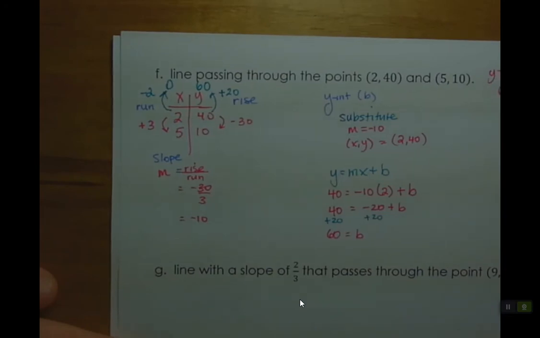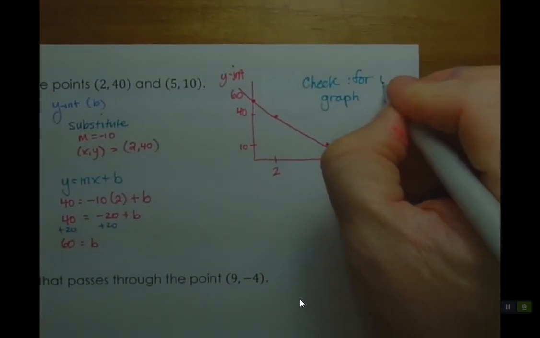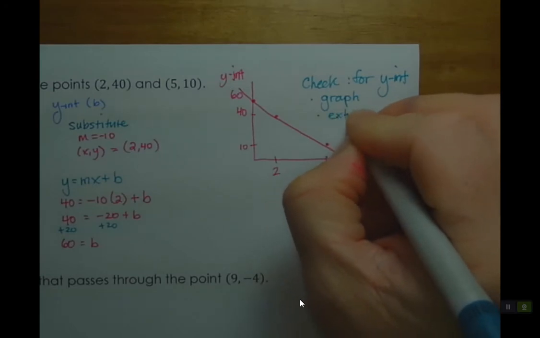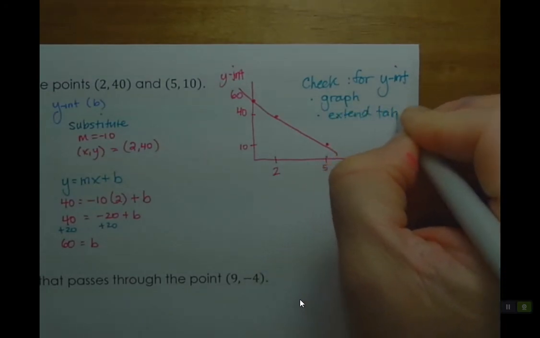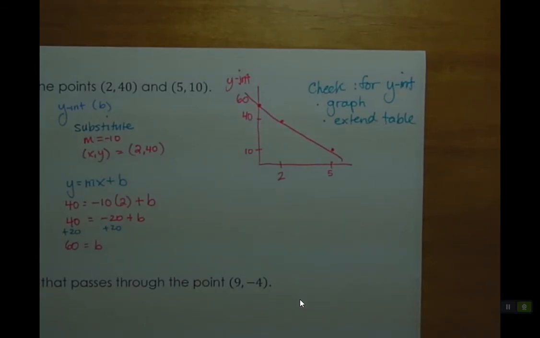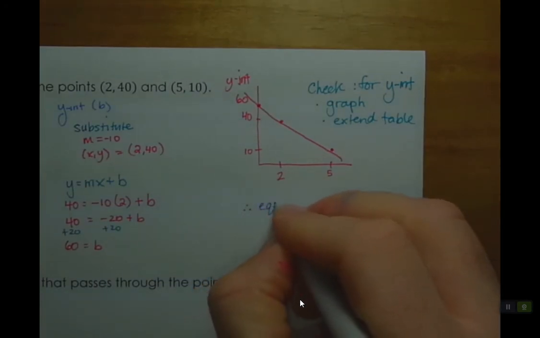All right, so a good check is to draw a little graph to check the y-intercept, or extend the table. That should be a good check to make sure that your answer makes sense for the y-intercept. Now, the last thing you have to do is make an equation.